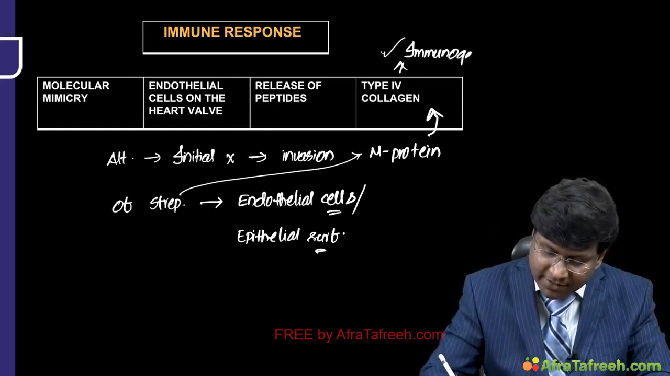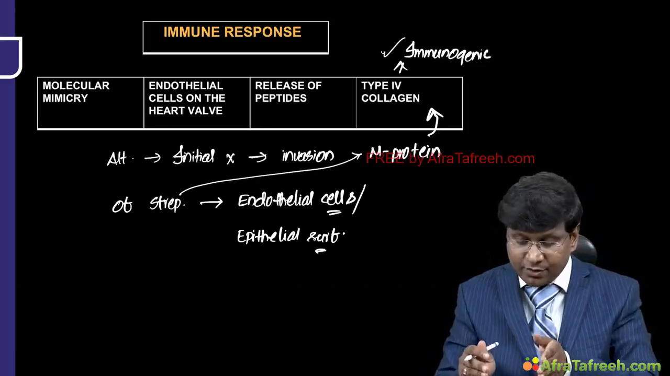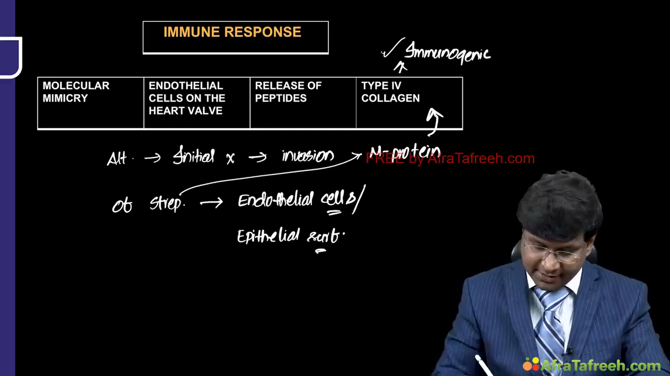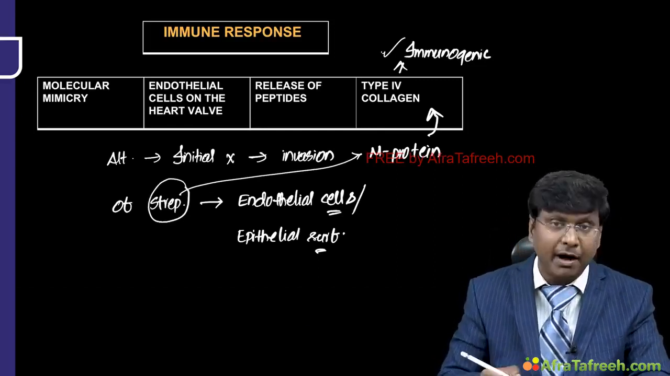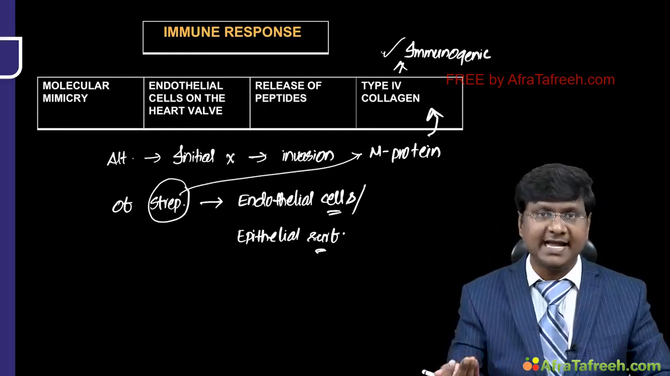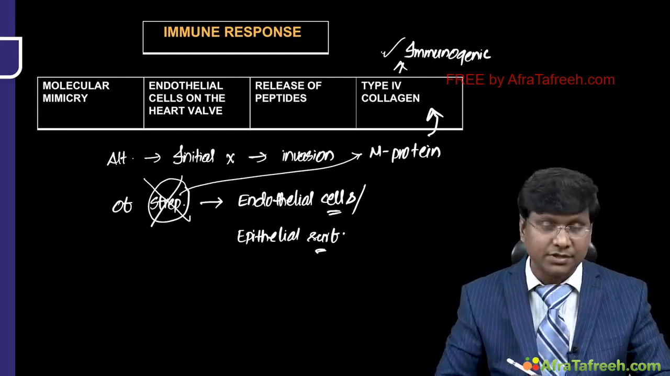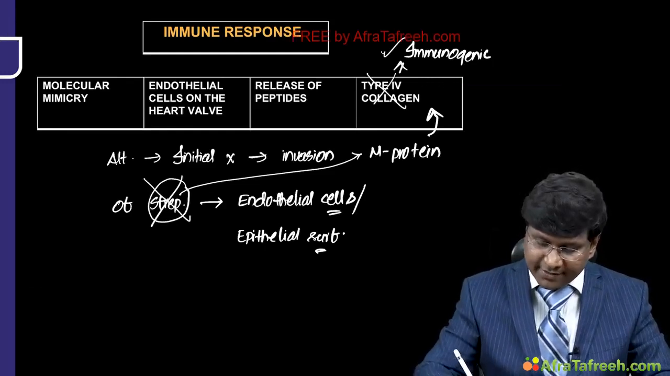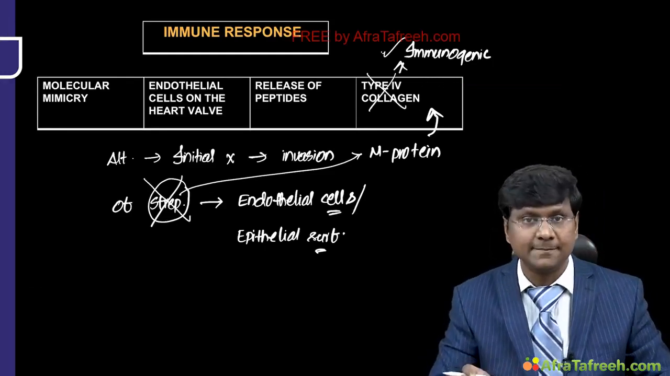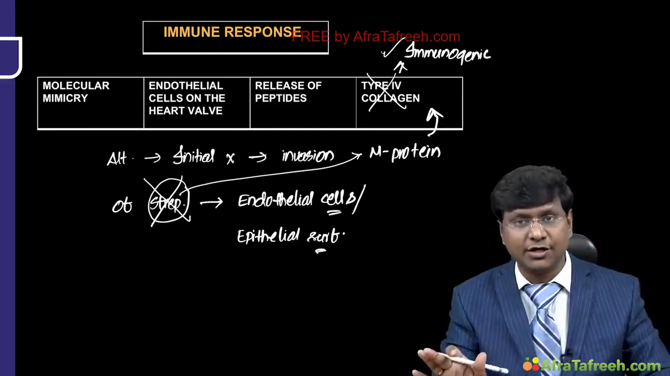Now, what do you mean by this becomes immunogenic? That means when it is binding to the M protein of type 4 collagen, the streptococcus which is being bound becomes immunogenic, and thereby the immune system gets activated, and the activated immune system will not only destroy the streptococcus, but will also try to destroy the type 4 collagen as well. So this is an alternative mechanism to that of molecular mimicry.